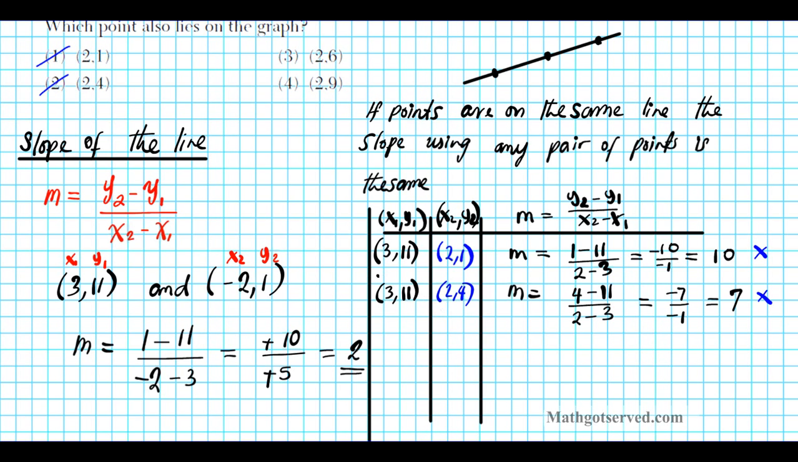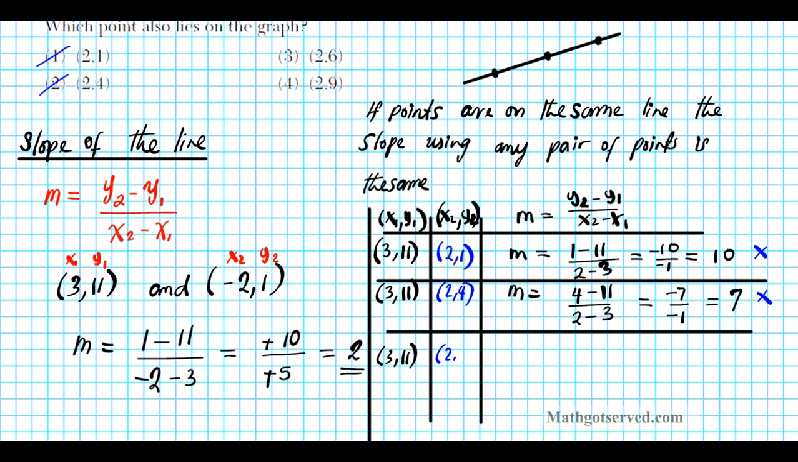Okay, so let's go to the next option, option number 3. Remember, our goal is to get a result of positive 2. So for option 3, we're looking at x1, y1, still the same coordinate, (3, 11). And option 3 has (2, 6). Let's plug it into the slope formula. The slope m is y2 minus y1 divided by x2 minus x1. It looks like our x2 minus x1 is always the same. I don't know why that's the case, but we'll just work with that.